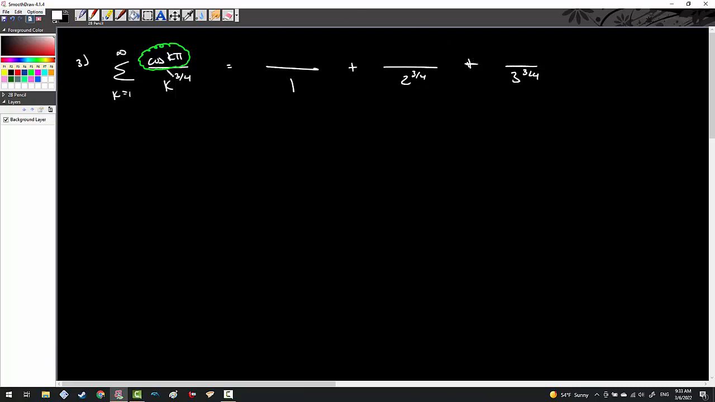If I let k equal 1, that means I've got cosine of pi. If I let k equal 2, I've got cosine of 2 pi. If I let k equal 3, I've got cosine of 3 pi, right? And if we know our trig, that'll be -1, that'll be 1, and that'll be -1 again.